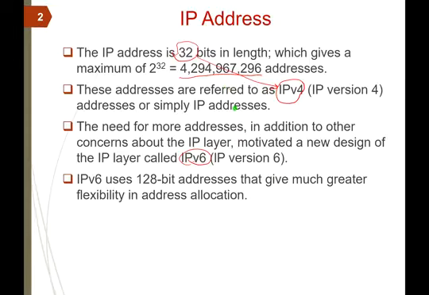We see what the difference is. Here we have 32 bits. Here we have 128 bits for addressing. Okay, so you'll have a much bigger or larger address space, 2 to power 128, which is a very large number. IP version 6 uses 128-bit addresses that give much greater flexibility in address allocation.